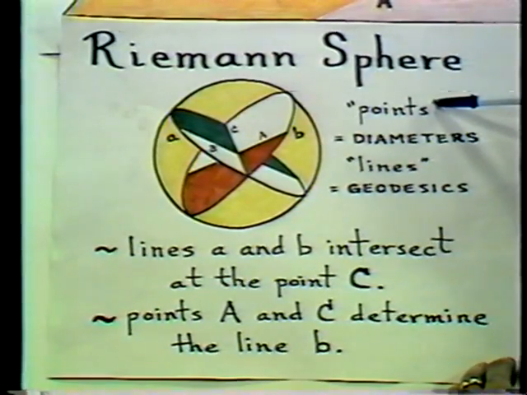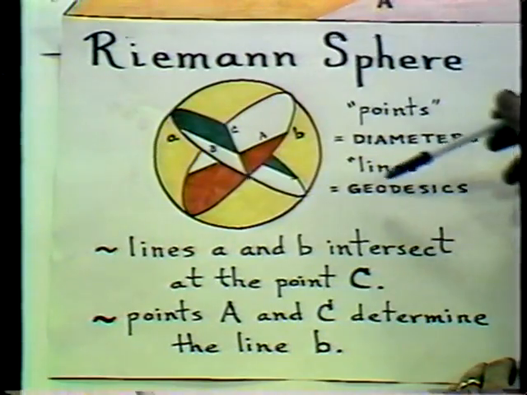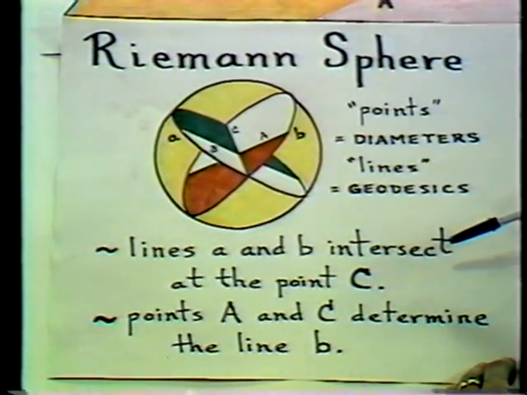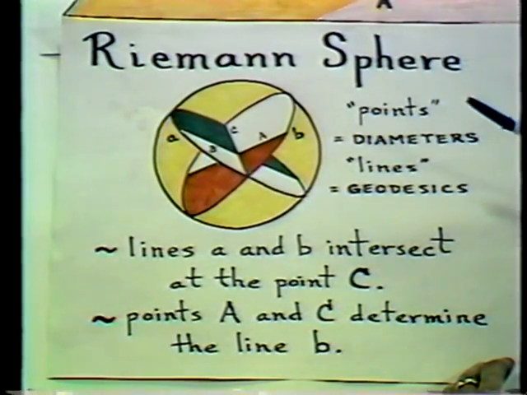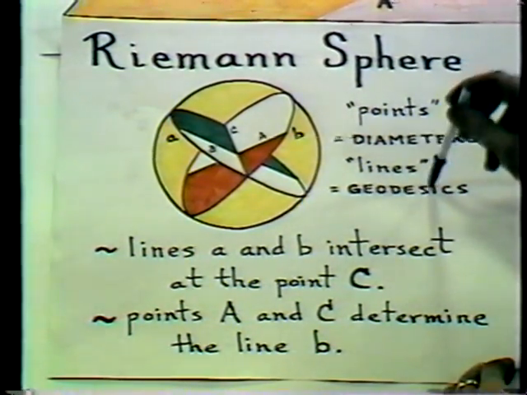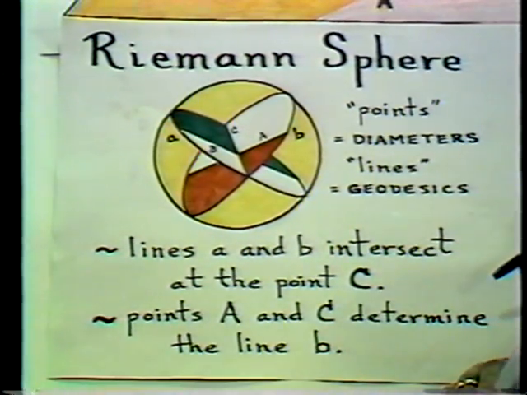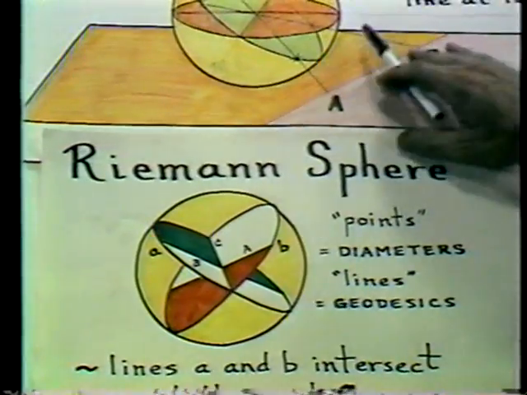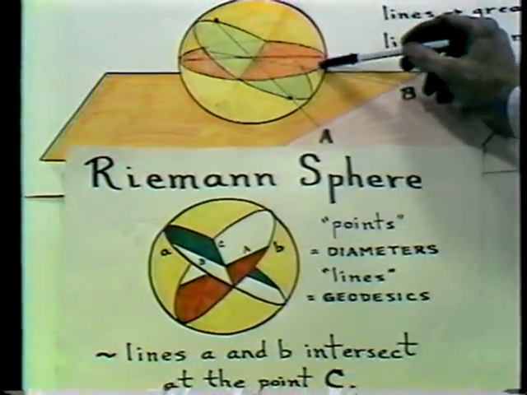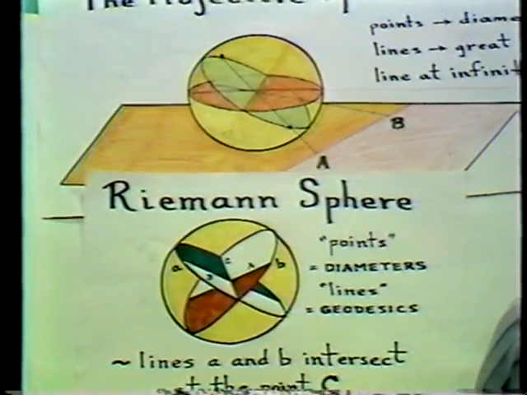In the Riemann sphere, which was one of the models of non-Euclidean geometry, the points were diameters and the lines were geodesics or great circles on the sphere. What I have shown very briefly, without going into great detail, is that the elliptic non-Euclidean geometry that I discussed in the second program is really the same thing as projective geometry if you look at it from the point of view of these spherical models. The projective sphere, which I've described first, is really the same as the Riemann sphere, which I described earlier.